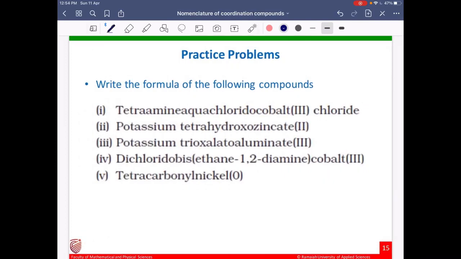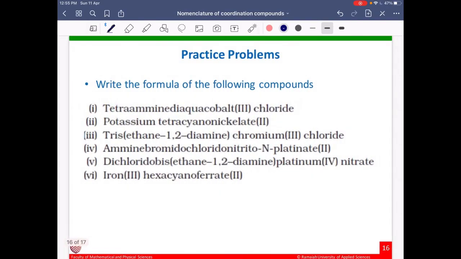Opposite: write the formula of the following compounds. The name of the complex is given. We have to find its formula. So both these sessions we studied already. So you will be able to perform these practice problems.